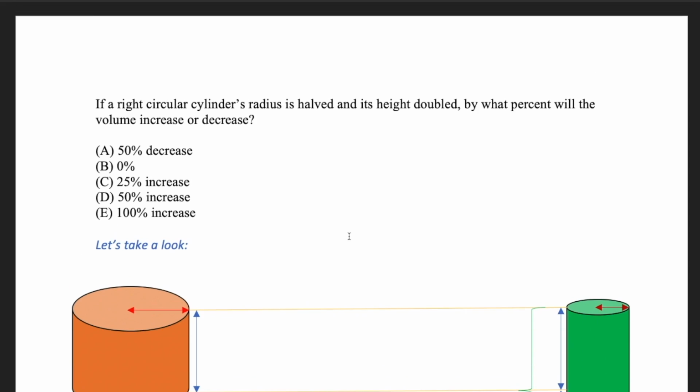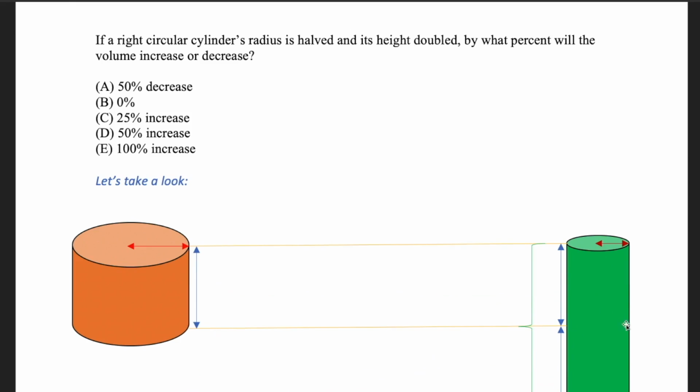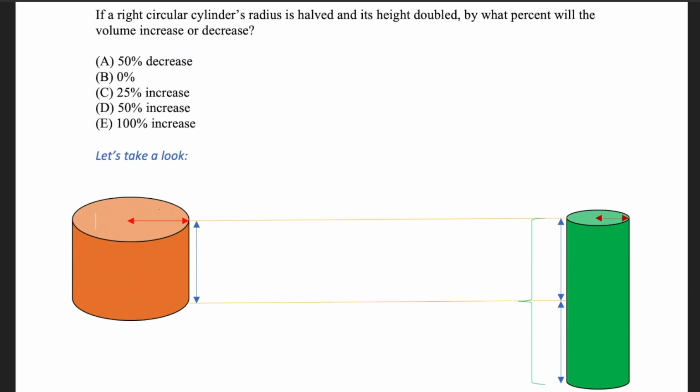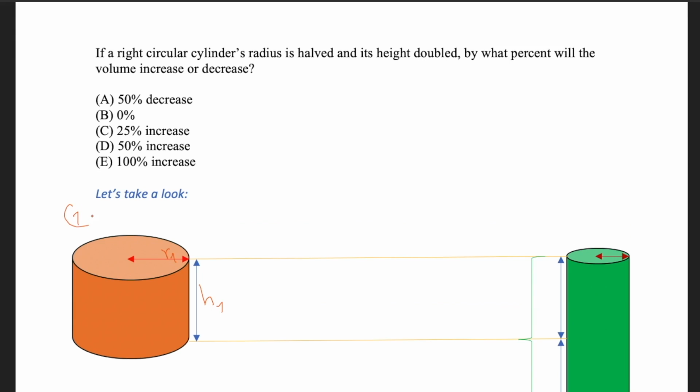So first of all, let's just read the problem and see how the illustration here would work. So let's assume the radius here is r1. Let's suppose this is the height, h1 here. This is the first circle.